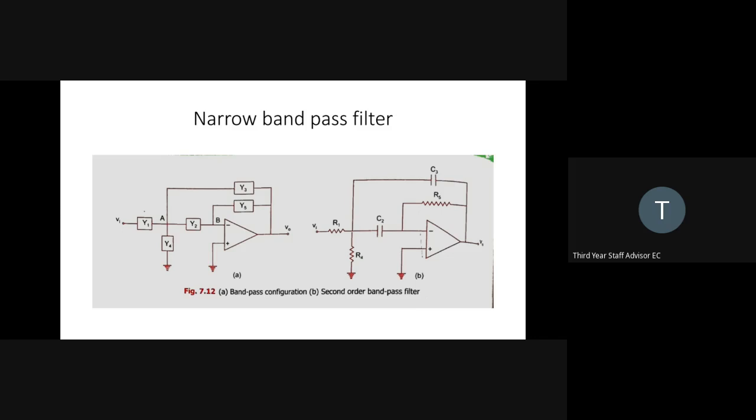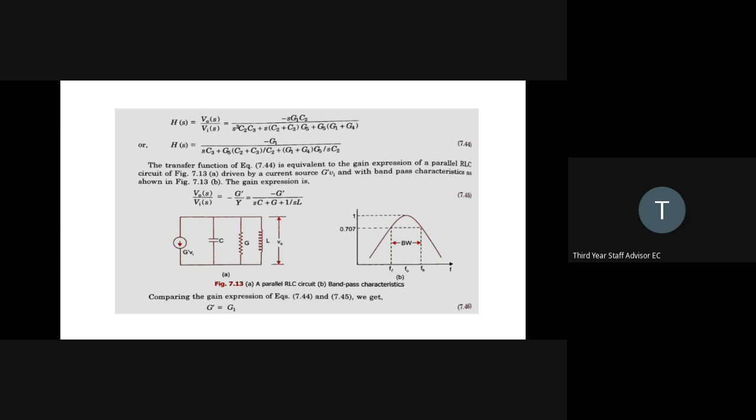Low pass and high pass filters: the op-amp integrator acts as a low pass filter, and the differentiator acts as a high pass filter, with the resistor and capacitor in the feedback. In low pass filter action, low frequencies matter; in high pass filter action, high frequencies matter, depending on the resistor and capacitor design.